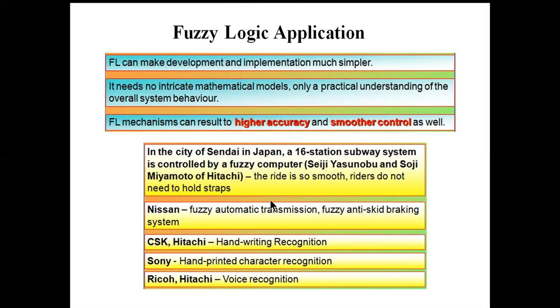Now coming to some applications of fuzzy logic. Fuzzy control has been used in a 16 station subway system in Japan, so that the ride becomes very smooth and riders do not need to hold straps. Nissan, a famous company, uses fuzzy automatic transmission and fuzzy anti-skid braking system in its vehicles. Hitachi uses handwriting recognition by using fuzzy logic. Sony used fuzzy logic for hand printed character recognition. Hitachi again used fuzzy logic for voice recognition.